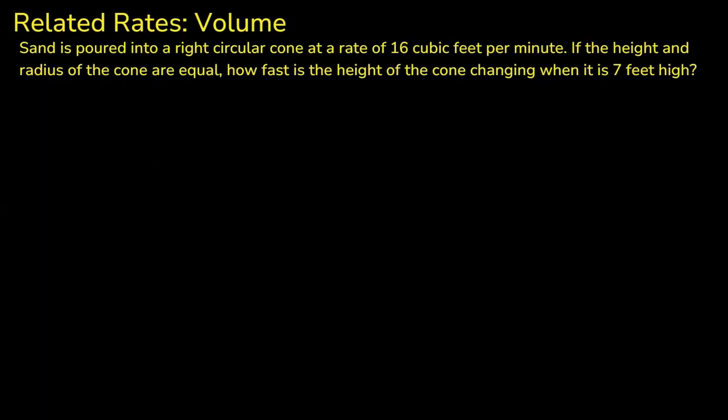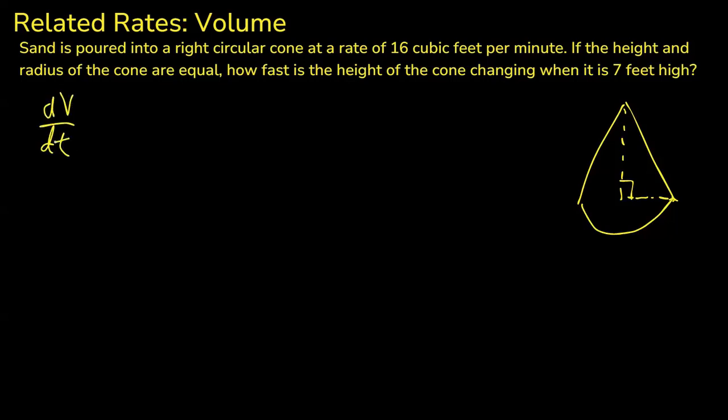Sand is poured into a right circular cone at a rate of 16 cubic feet per minute. So the cone is going to look like this. And then inside of it is a right triangle like that. If it's being poured at a rate of 16 cubic feet per minute, that's dV dt. That's the rate of change of the volume. And since it's being added, it's going to be positive 16.